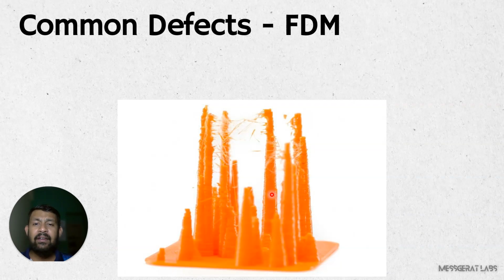Another defect in FDM is stringing. Stringing is basically when your nozzle moves from one feature to another to print that feature, the material is not cooled down properly. When it moves to the other feature, it leaves a string of material which is attached to the part as well as to the nozzle.